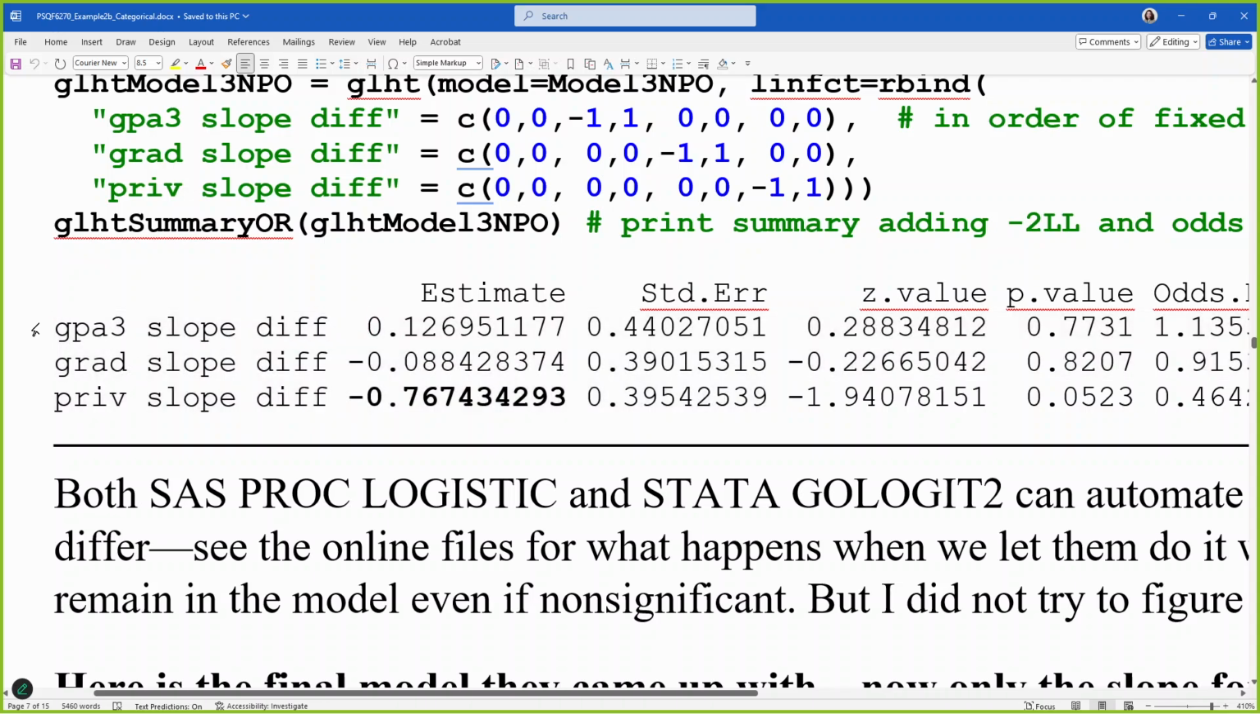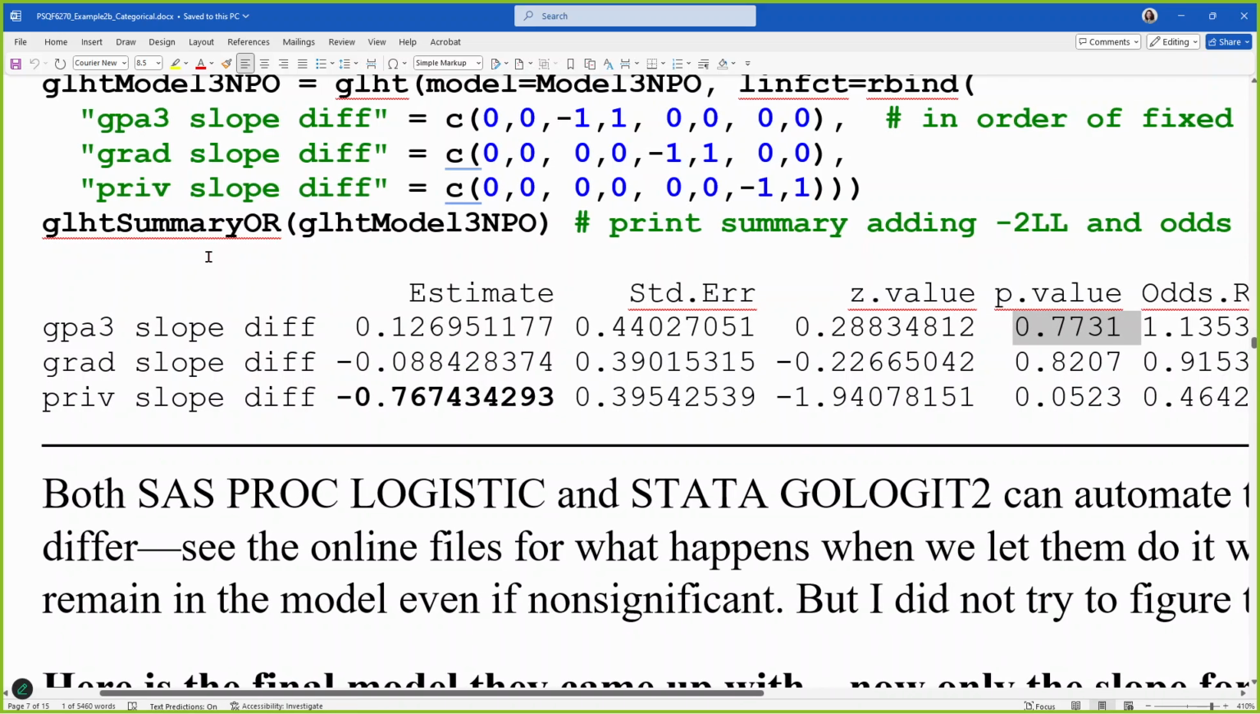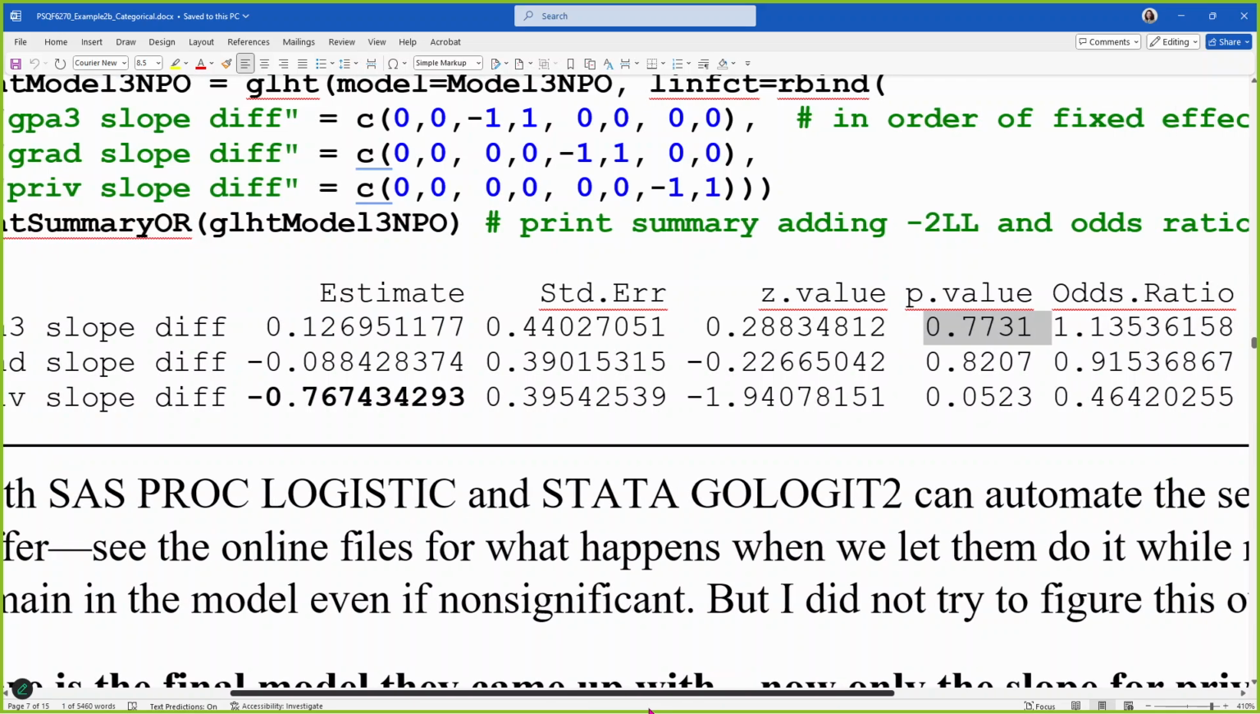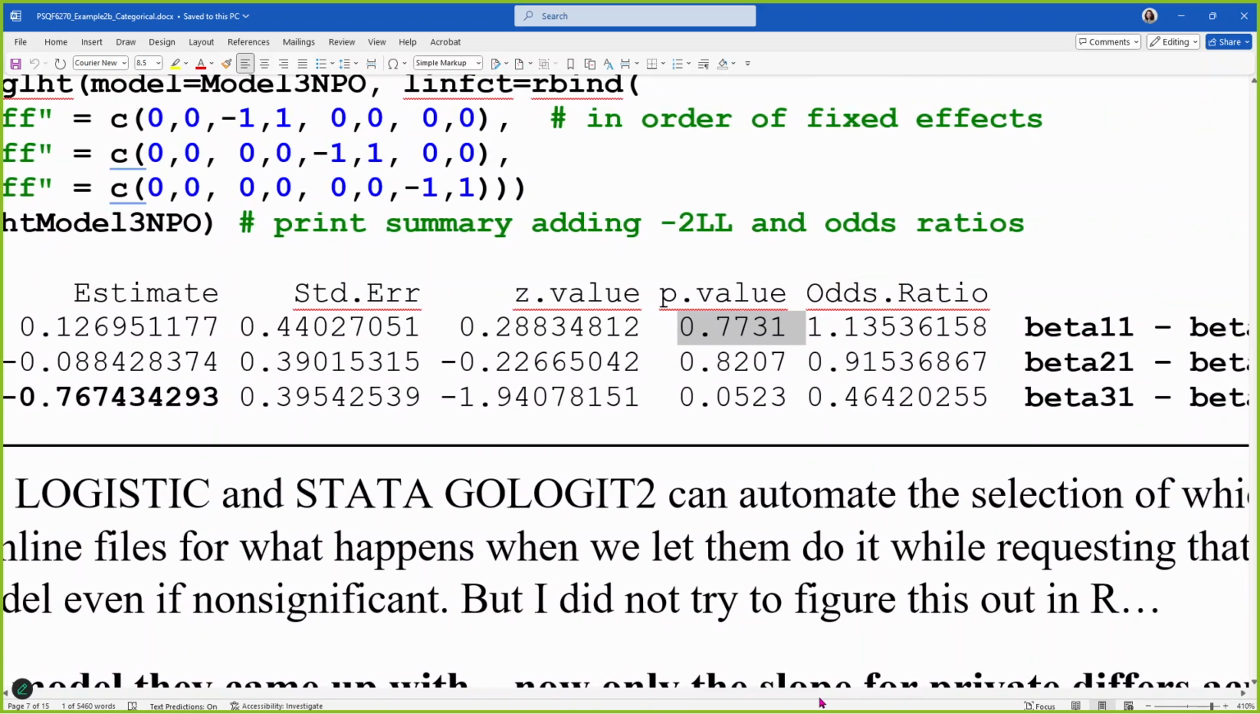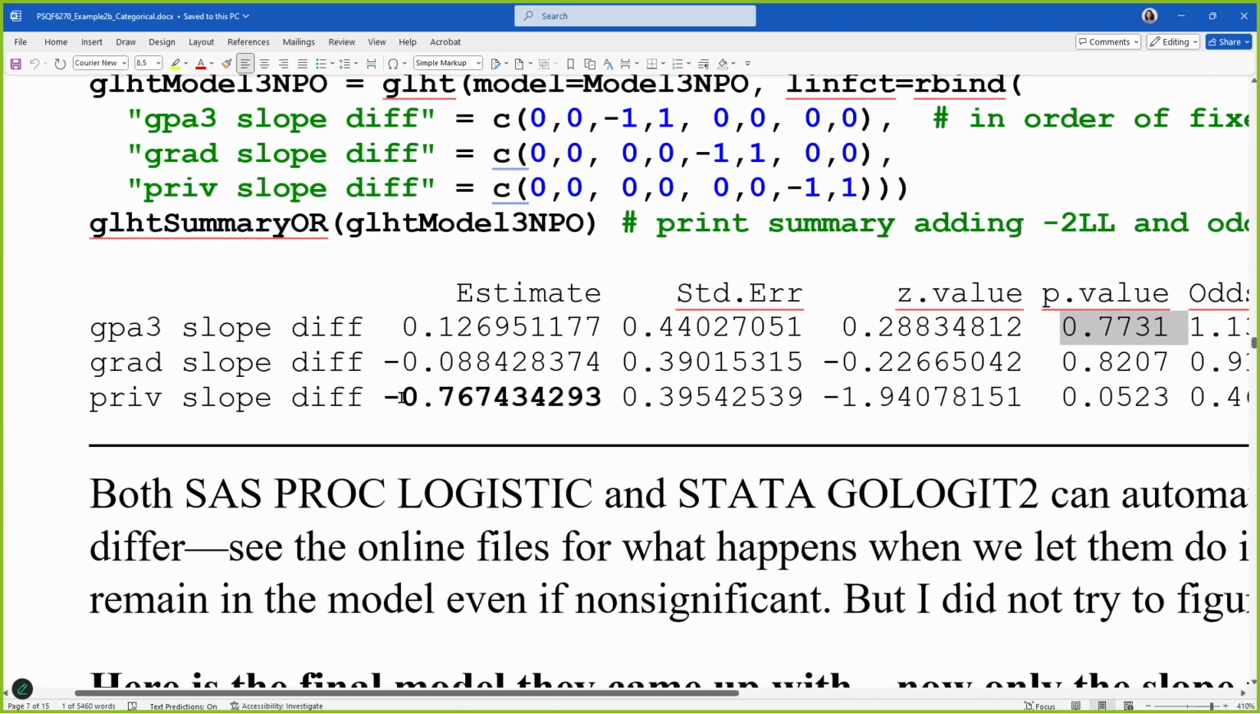So the way I would explain this is that the GPA slope is more positive in the 1 submodel than the 0 submodel. So it has a slightly bigger effect in predicting choices above 1 than in predicting choices above 0, but it's not significant. I'm using my little GLHT function to add odds ratios to the end of this, by the way, so you get your effect sizes in the same thing.